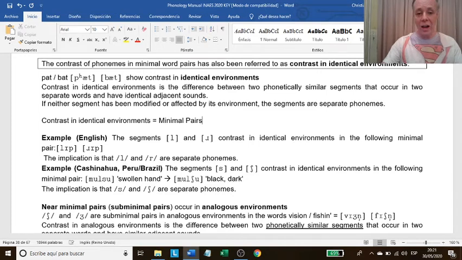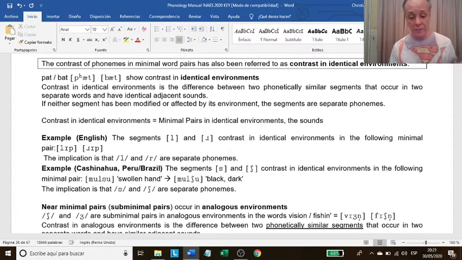So whenever I find minimal pairs in identical environments, and this is kind of redundant because minimal pairs by definition occur in identical environments, then the sounds that we are studying, for example, P and B, the sounds that we're analyzing because we're doing phonological analysis, the sounds are phonemes. Okay, because there is contrast.